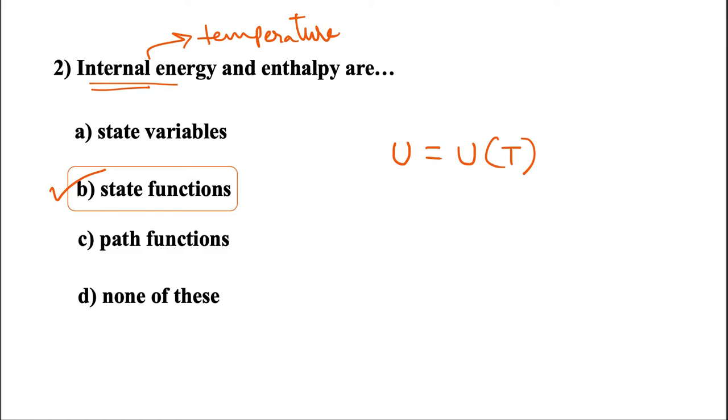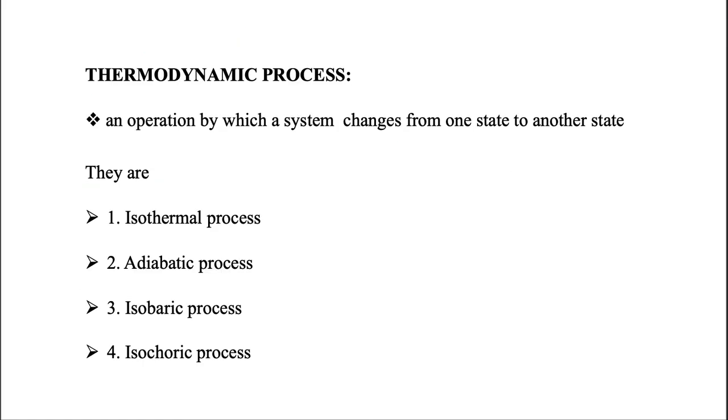Now, how a system moves from one state to another, that's important. We are saying that some properties are state properties. They do not care about the path the system followed. But how a system moves from one state to another state is actually achieved by a process. What is a process? A thermodynamic process is an operation by which a system changes from one state to another state. You are doing something on the system. As a result, the system is moving from one state to another state, and what you are doing, that operation, is known as a process. And there are several processes.